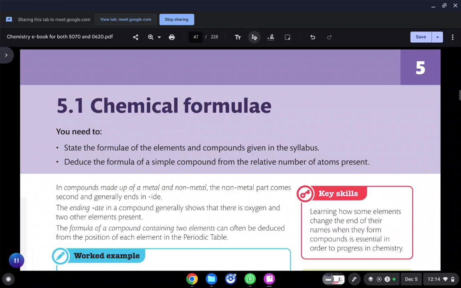But for example, I have sodium nitride. The formula will be Na3N. I will tell you how these numbers come, like Na3N. But here you have to note it down and learn that if we have two types of atoms, one is metal and another is non-metal, we'll go with IDE ending. If you have three types of atoms, the ending will be ATE ending. Understood?